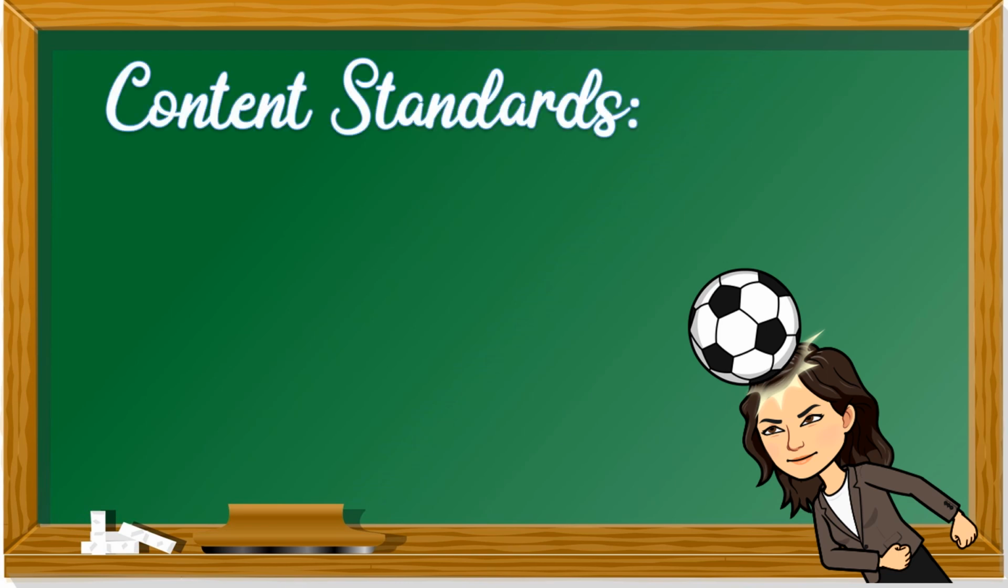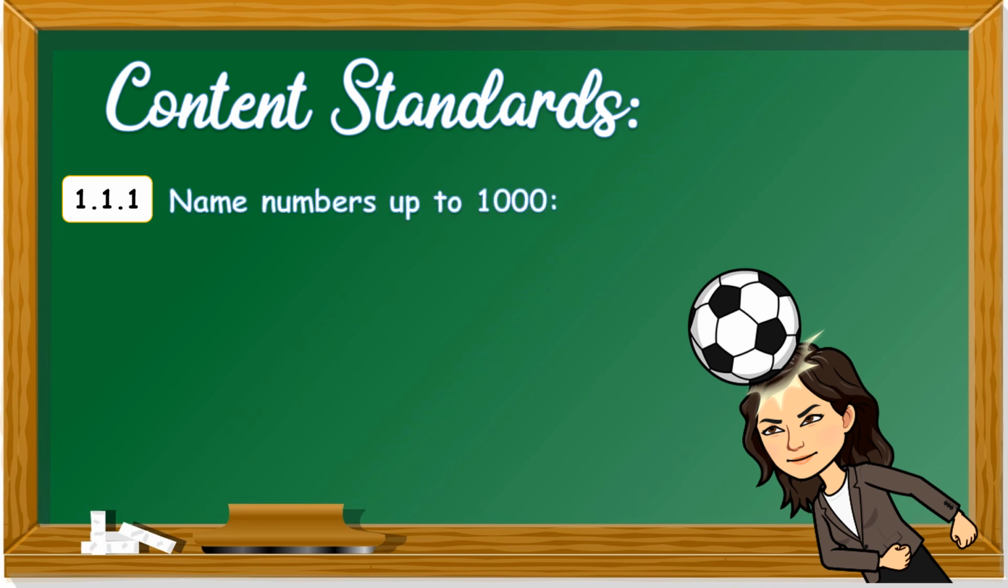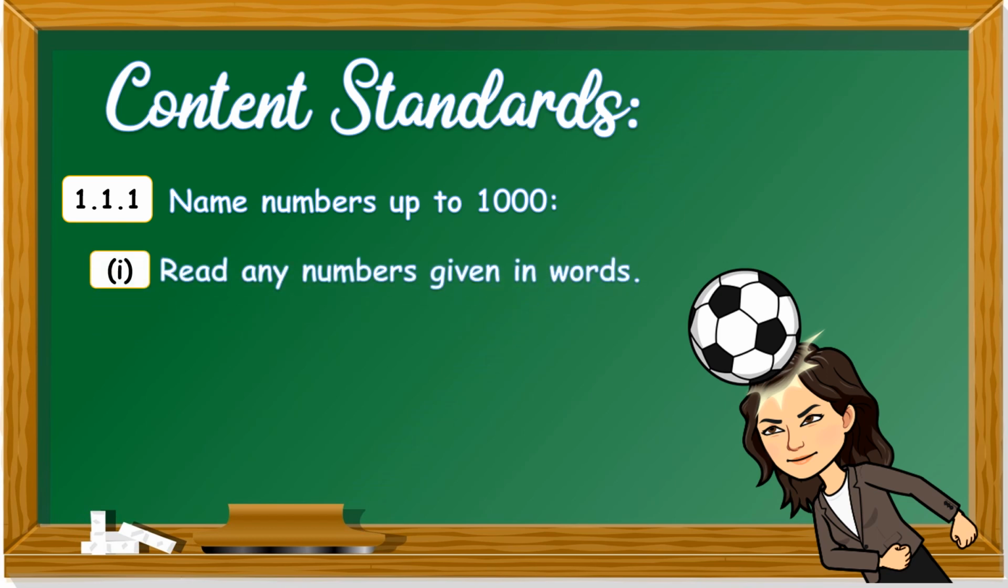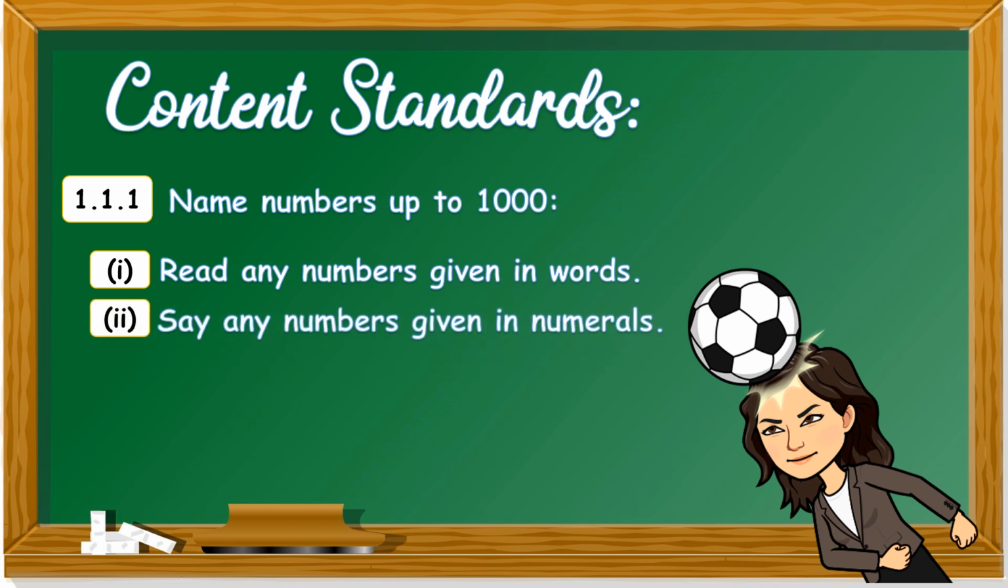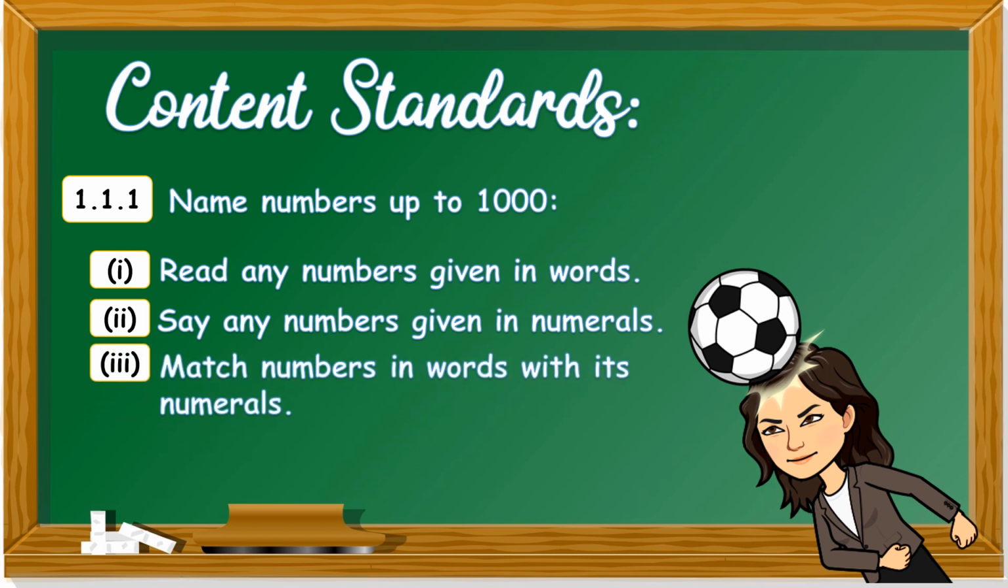Before we start the lesson, let us look at the content standards that we're going to achieve in this lesson. 1.1.1 Name numbers up to 1000. Number 1, you'll be able to read any numbers given in words. You'll be able to say any numbers given in numerals. Numerals are digits. The third one, you'll be able to match numbers in words with its numerals. Class, are you ready to learn?